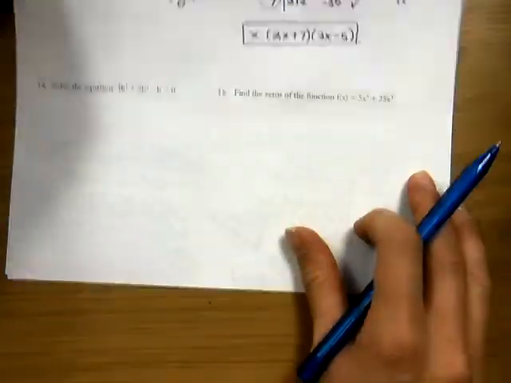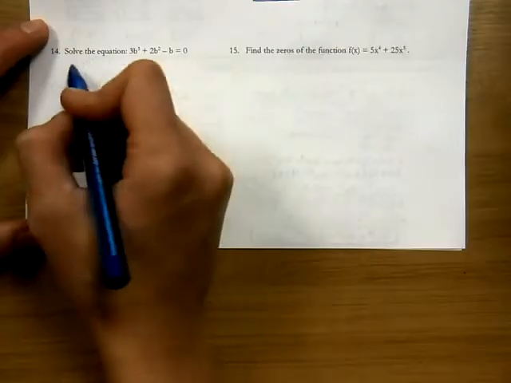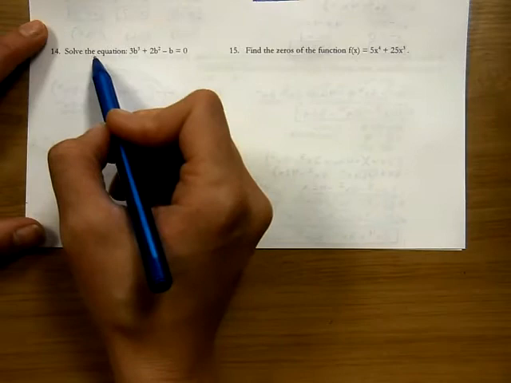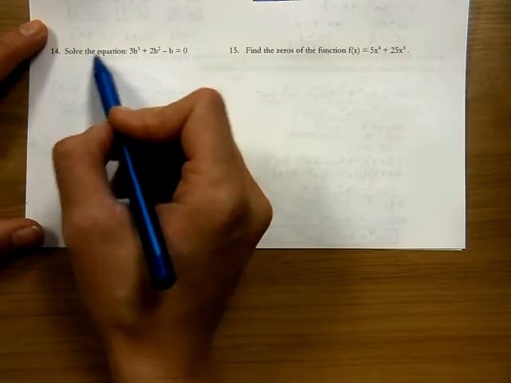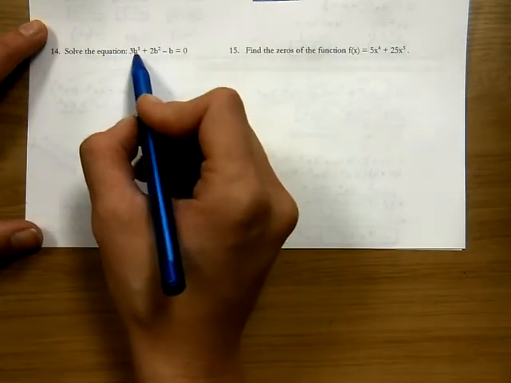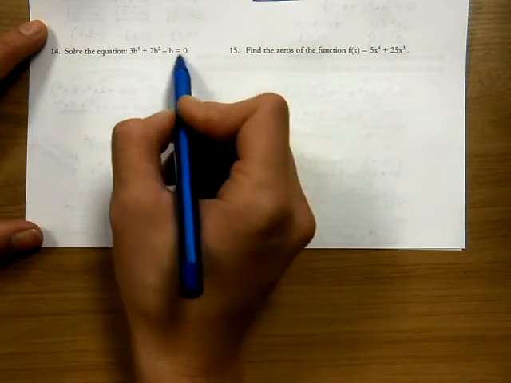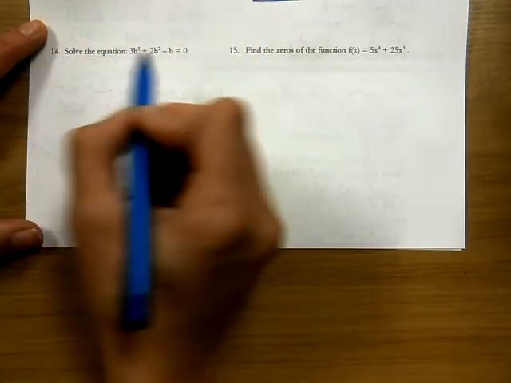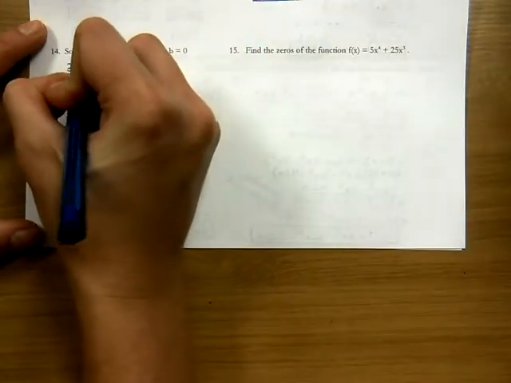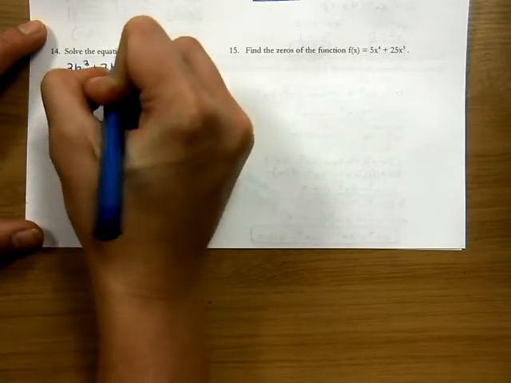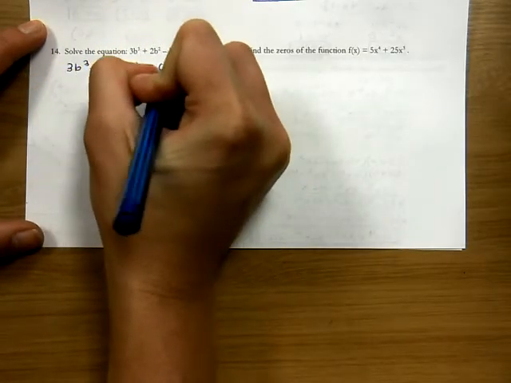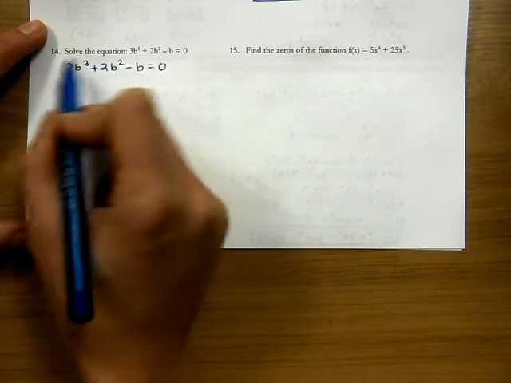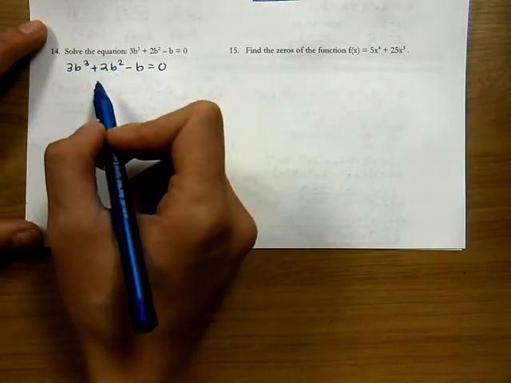Scooching down here to number 14, it says solve the equation, and I know when the directions say solve, my answer will look like x equals, y equals, or in this case, b equals. So, in order to solve this, I first need to make sure it's equal to 0. In this case, it is. So we have 3b to the third plus 2b squared minus b equals 0. And my first step to solve is to factor this and then use the zero product property.